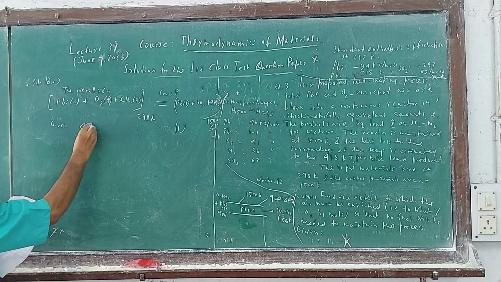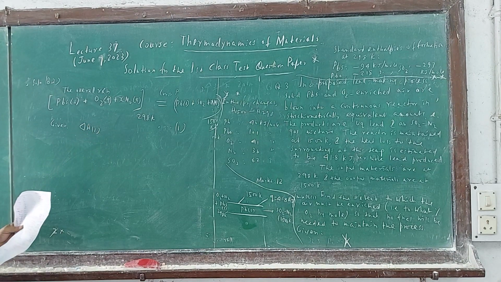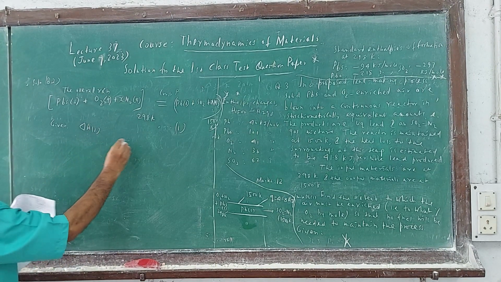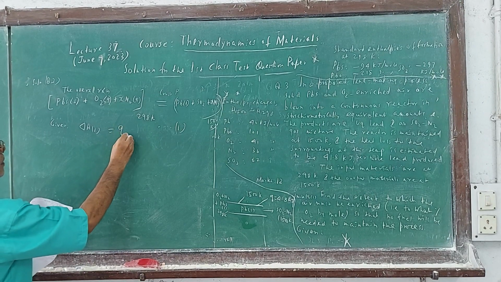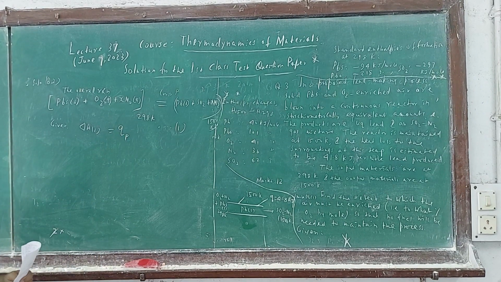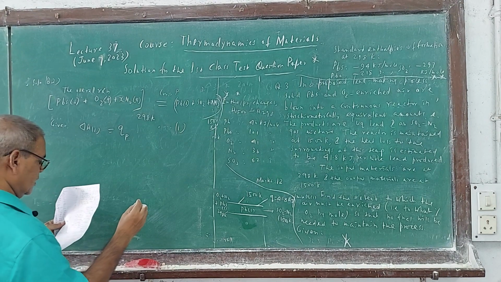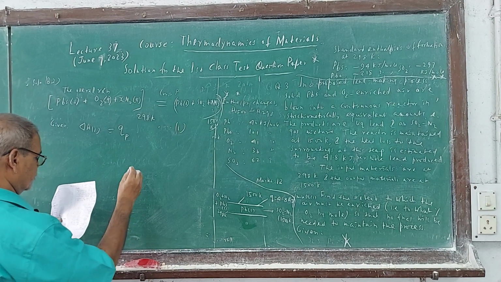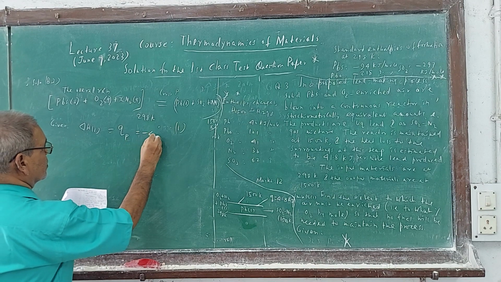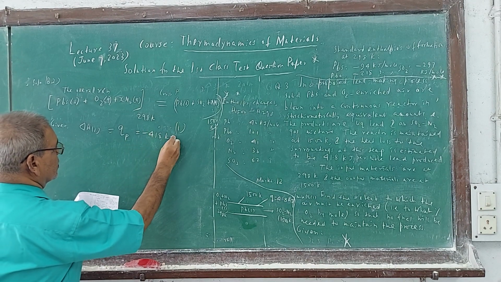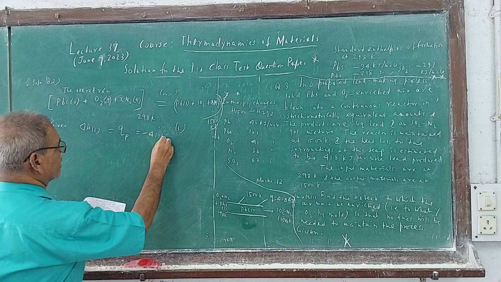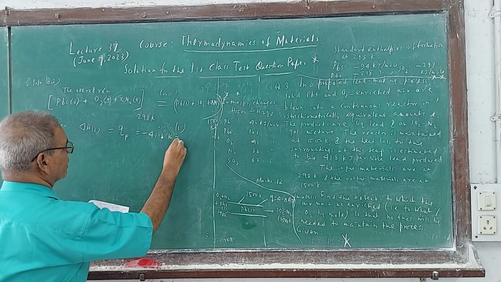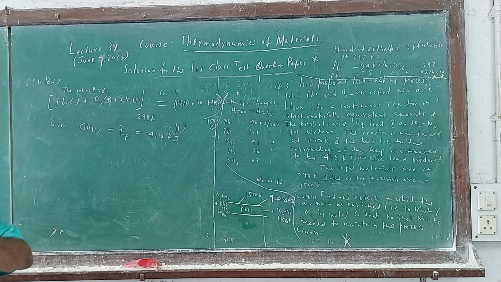Given delta H1. Okay, given what I am writing. Given delta H1 is what? It is QP. Delta H1 is QP, which is minus 41.8. I'm sorry, I have to write something. Clarification.